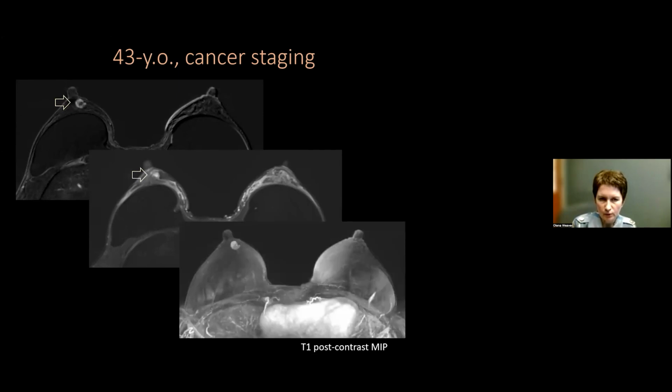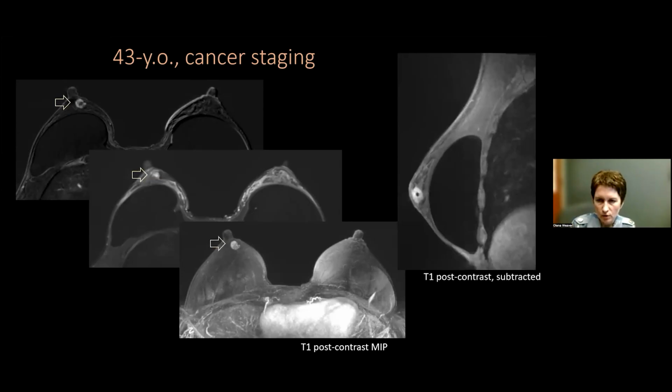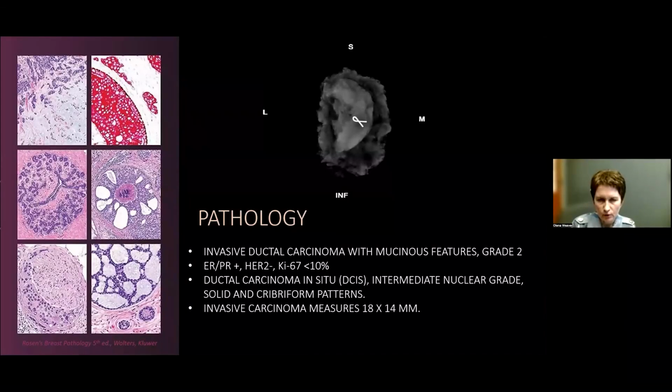And this is her MIP. The MIP looks pretty similar. The MIP is a maximal intensity projection of T1 post-contrast images. And this is the appearance on subtracted sagittal views. She went for a segmental mastectomy, and it was invasive ductal carcinoma with mucinous features, grade 2, ER/PR positive, HER2 negative. It also had some ductal carcinoma in situ, and the invasive cancer was 1.8 centimeter in diameter, which is very similar to what we saw on both CEM and MRI.